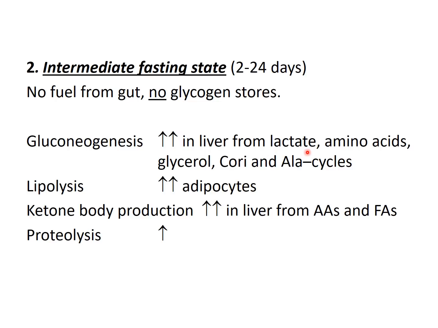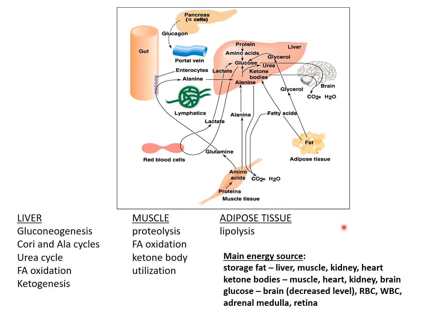So liver will be using lactate, obviously, amino acids coming from the muscle tissue, glycerol coming from the adipose tissue when triglycerides are hydrolyzed. Lipolysis in the adipocytes, highly upregulated. Ketone body production in the liver, highly upregulated because these fuel molecules are heavily utilized by every other cell of the tissue. Proteolysis by the muscle cells is also upregulated, of course. So this is intermediate fasting.